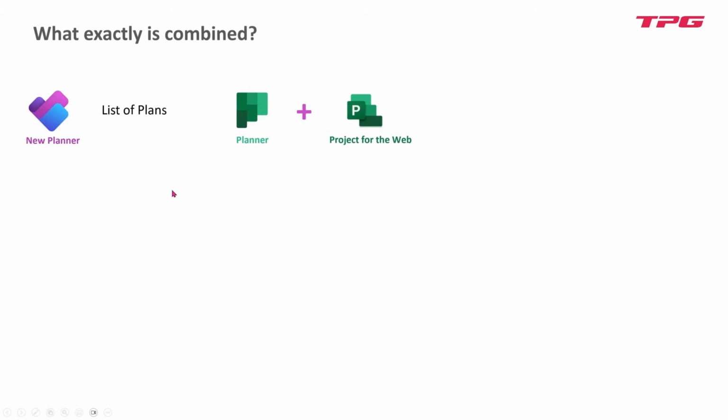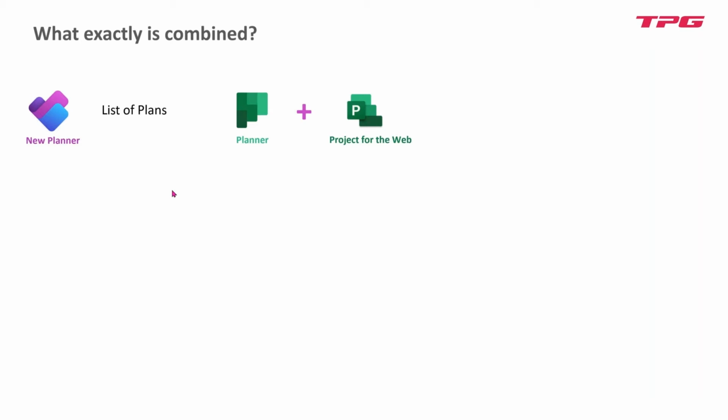So what exactly is combined? As I said, we have to look a little bit closer at the details. New Planner is a combination of Planner and Project for the Web, and it offers a list of plans. Project for the Web, that's not a plan. A plan was in Planner. Okay, lots of words with the same meaning. Meanwhile, a project in Project for the Web, which is now a premium plan in the New Planner, is at the end a plan. So we don't talk about projects anymore. We talk just about plans.